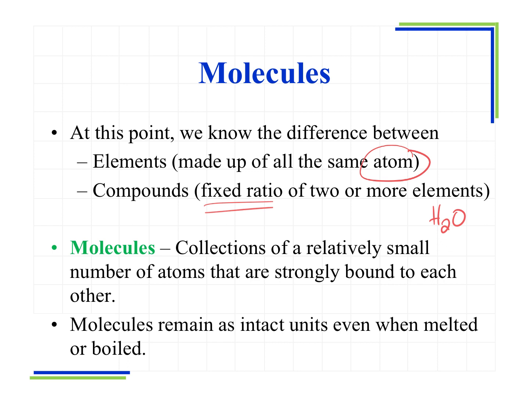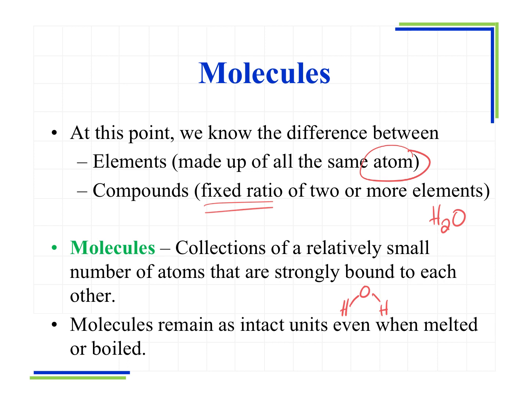Then that's a compound. But we need to define something called molecules. So here's the definition: collections of a relatively small number of atoms that are strongly bonded to each other. These molecules remain intact even when they're melted or when they're boiled. So this would be a molecule of water, a hydrogen atom connected to an oxygen atom connected to a hydrogen atom. That's a collection. It's a relatively small number of them all bound together, and they keep that connection even if I were to melt an ice cube, even if I were to boil water. Now, molecules don't necessarily have to be compounds.